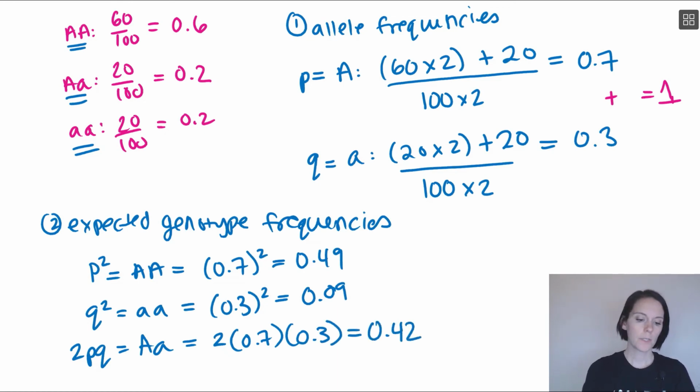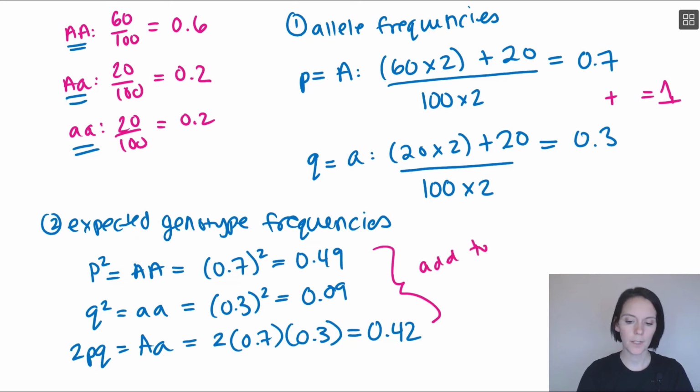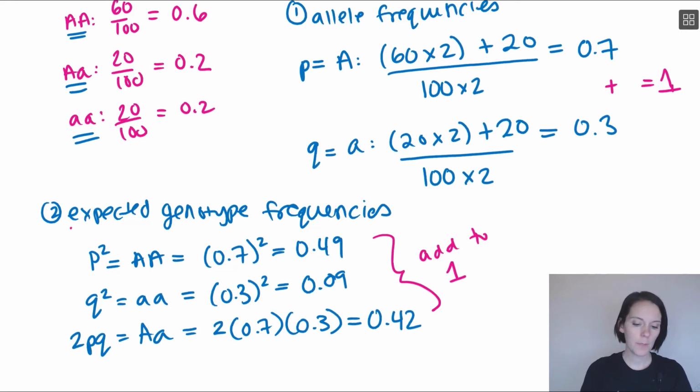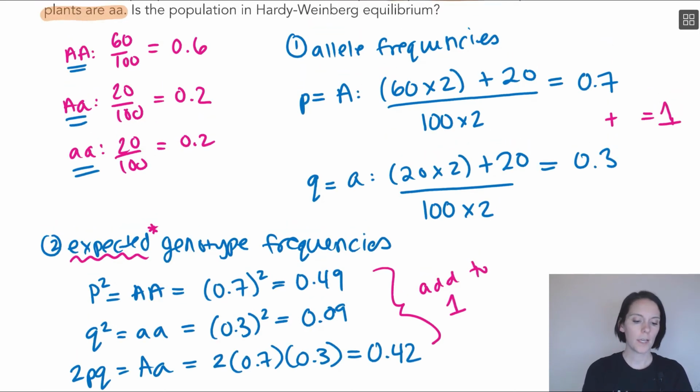So 2 times p, which was 0.7, times q, which was 0.3, and that gives us 0.42. So again, before we move on, we want to check that all of these add up to 1. If you put that in your calculator, you see that they do. Okay, so we calculated our allele frequencies and we calculated our expected genotype frequencies for this population in the next generation.